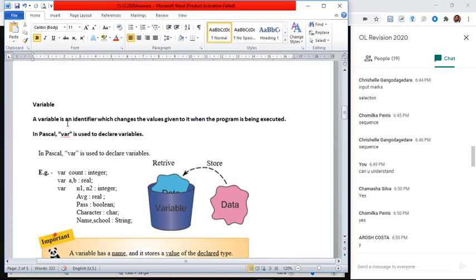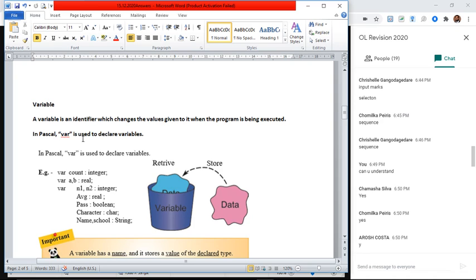Right, variable. A variable is an identifier which changes the values given to it when the program is being executed. Program එක run වෙද්දි මොකද වෙන්නේ? variable එකේ value එක වෙනස් වෙනවා. variable identifier එක හැමම තියෙනවා. එයාව identify කරන්නේ යාගේ name එකෙන්. නමුත් ඒ name එක යටතේ තියෙන value එක change වෙනවා.